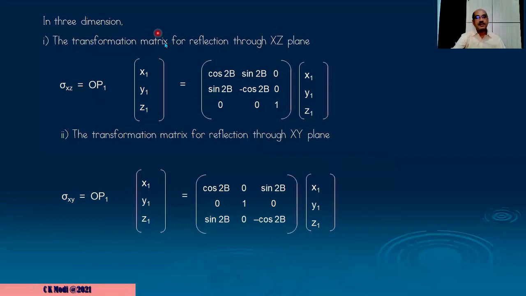In three dimensions, the transformation matrix for the reflection through the xz plane, sigma xz, is: cos 2b, sine 2b, 0; sine 2b, minus cos 2b, 0; 0, 0, 1, times x1 y1 z1. And the transformation matrix for reflection through the xy plane, sigma xy, is: cos 2b, 0, sine 2b; 0, 1, 0; sine 2b, 0, minus cos 2b, times x1 y1 z1. So in this way we can derive the matrix for the mirror plane. This is mirror plane sigma v xz, and this is sigma xy.